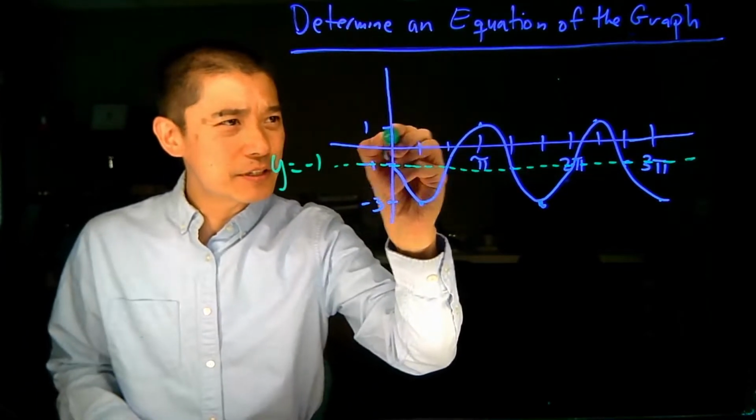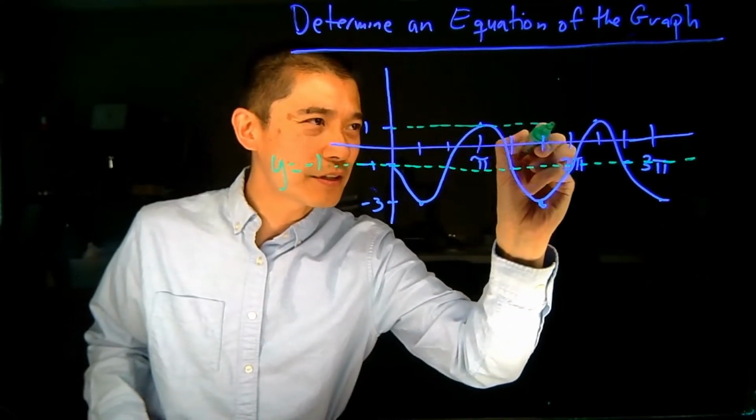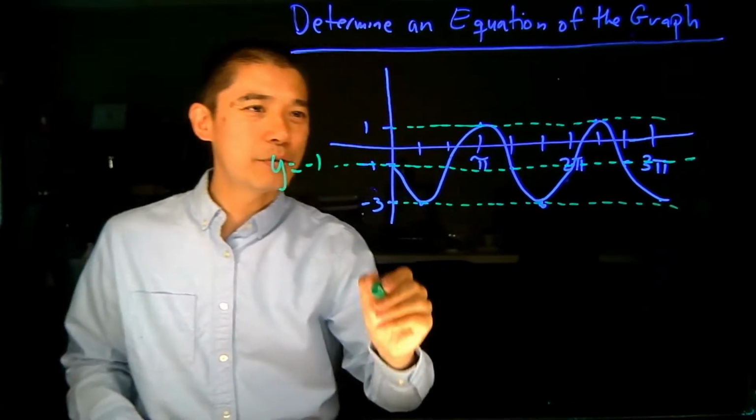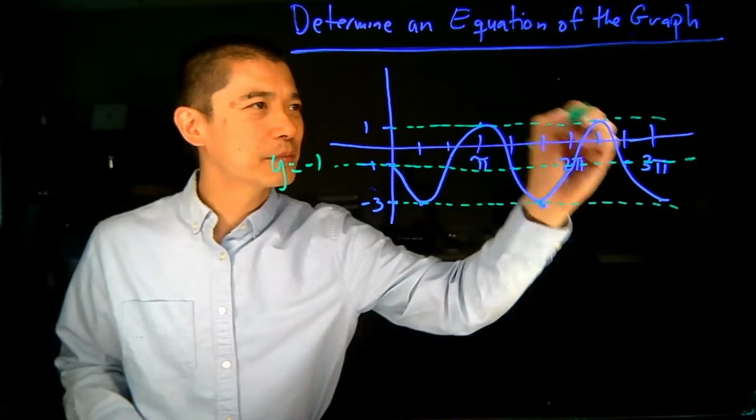Next thing we can see is the upper limit and lower limit, which gives us a sense of the amplitude. In this case, because it's going up and down by 2, we know that the amplitude is going to be 1. Or excuse me, the amplitude is going to be 2.